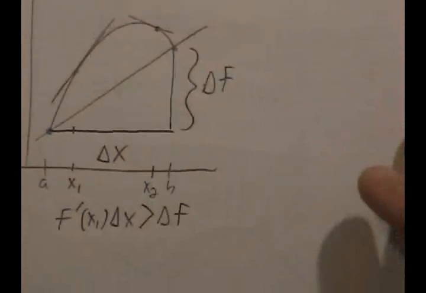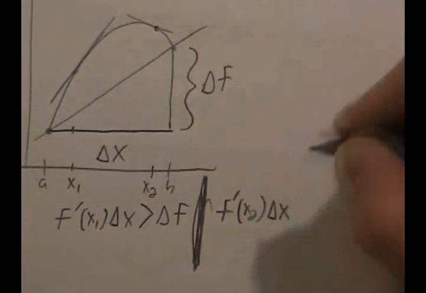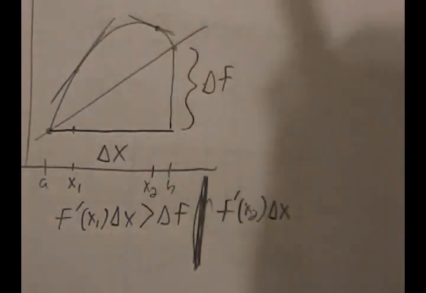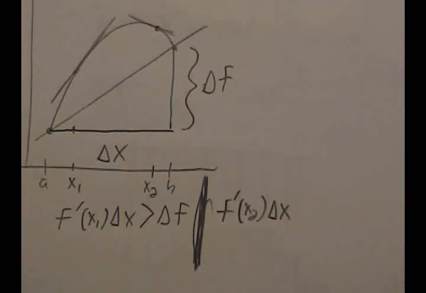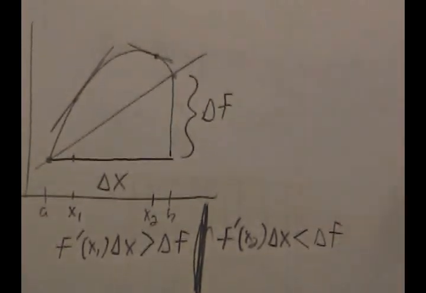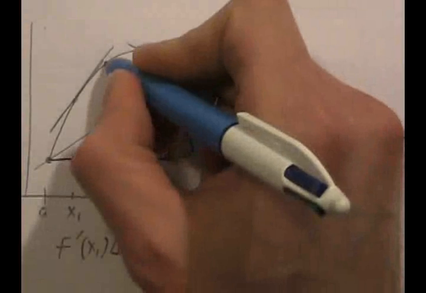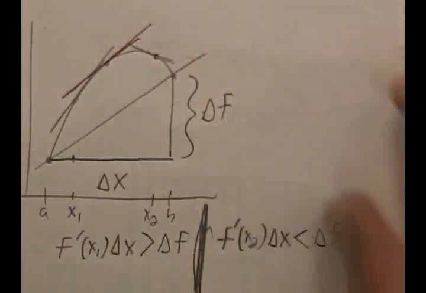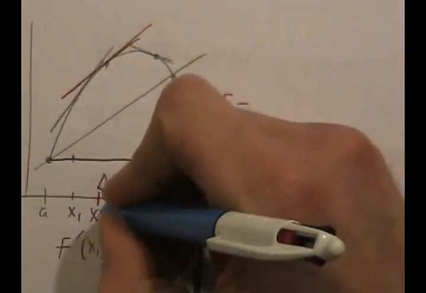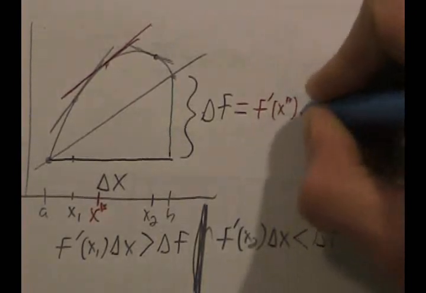If we did f prime of x2 times delta x, we would be way off, because f prime of x2 is a negative number. So this negative number times this delta x actually gives us a loss, and that's going to be less than delta f. But the mean value theorem says that there's guaranteed to be at least one number in there that gets it just right. And for this case, it looks like it's right there, and that's x star. So delta f can be written as f prime of x star times delta x.